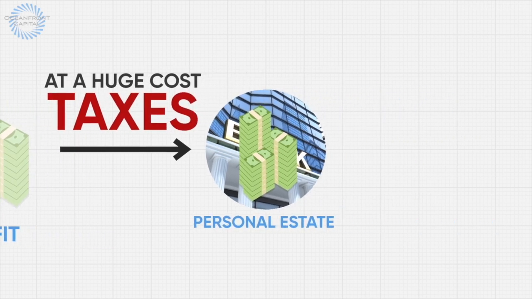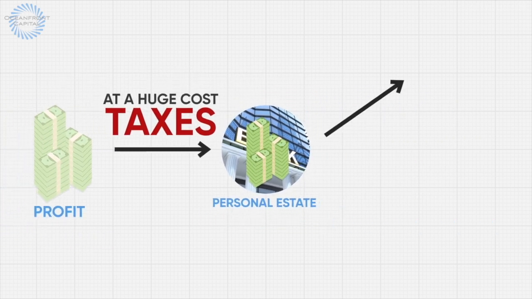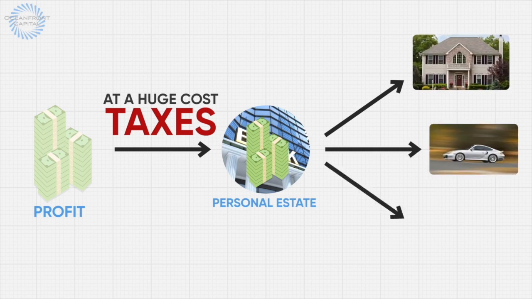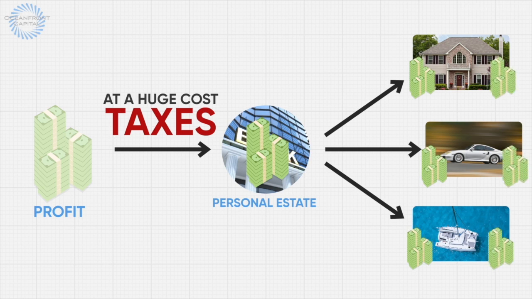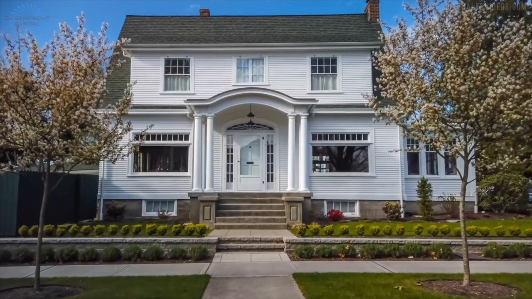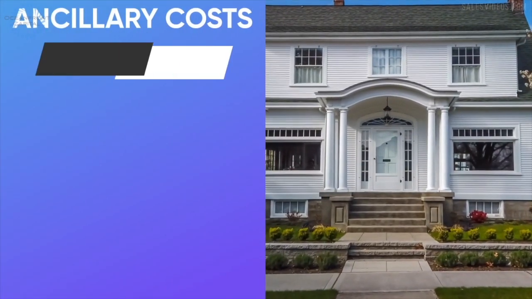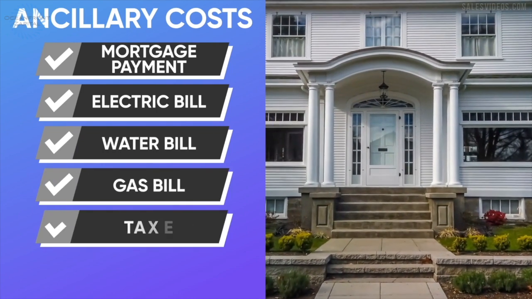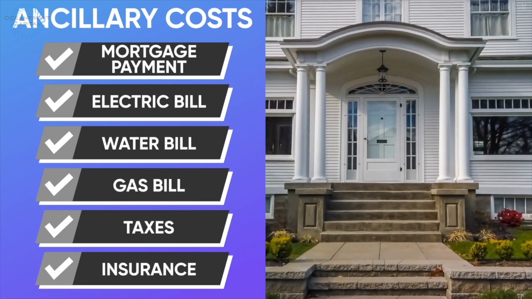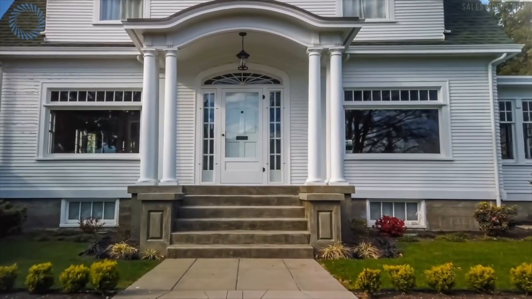Then, with the funds from your bank account, you purchase assets and things such as a house, a car, a boat, etc. All of these assets cost money, and you have to pay expenses on top of these assets. Take, for example, your home. The ancillary costs are your mortgage payment, electric bill, water bill, gas bill, taxes, insurance, the list goes on. And that's just for one personal asset.